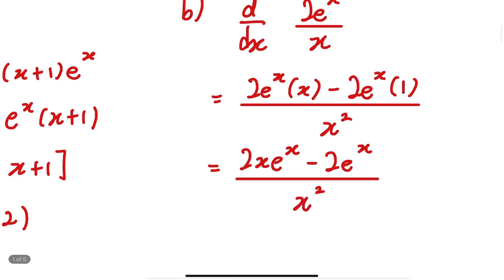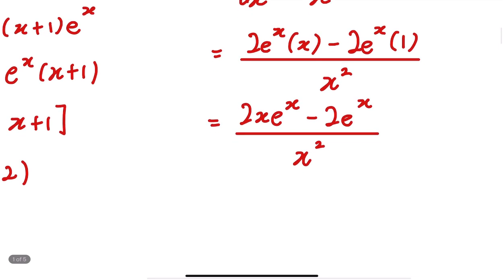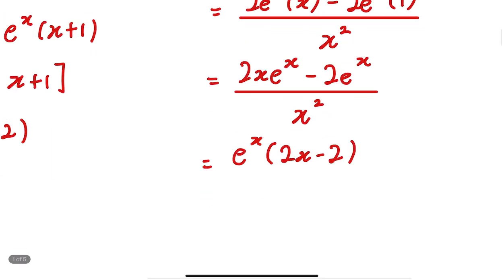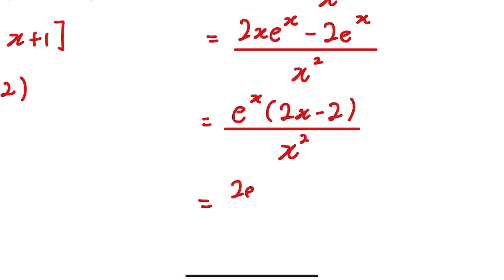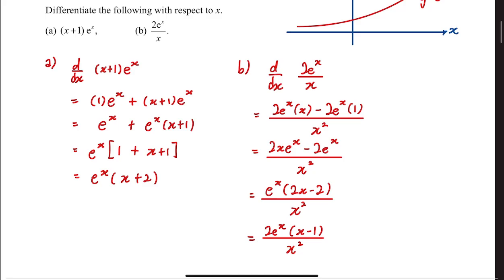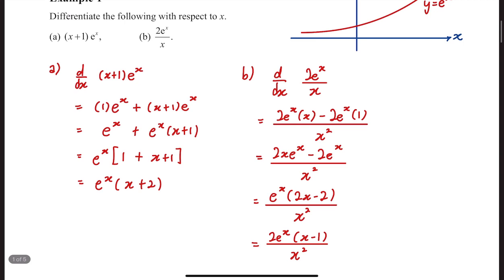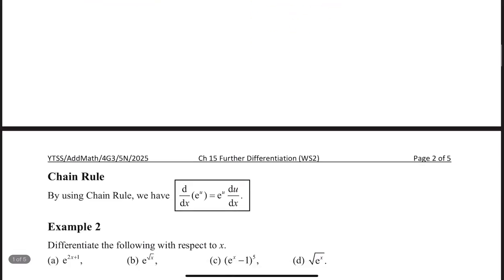Okay, then from here I can simplify this further. I can factorize out the e power x from the numerator terms. I'll get e power x times 2x minus 2, over x squared. And I can further factorize out a 2 over here. I'll get 2e power x, x minus 1, over x squared. Okay, this is for example 1b. So very simply, if you can apply this rule, we can now start to differentiate different terms with exponential functions. Let's move on to example 2 now.